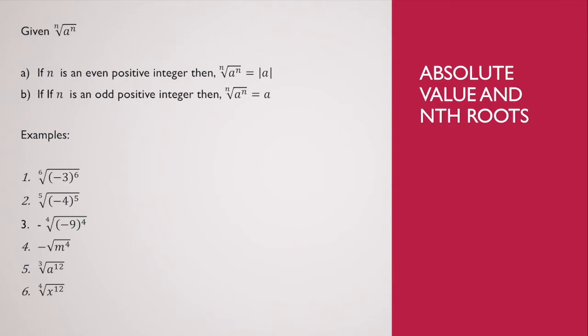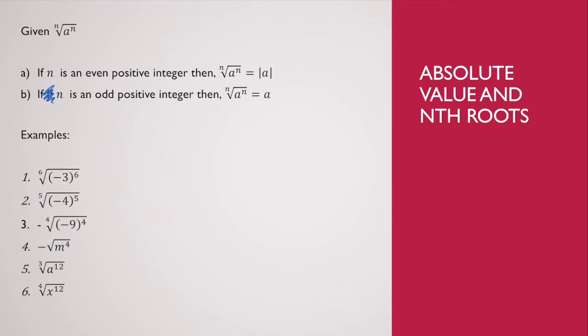So if n is a positive even integer, then the nth root of a to the n is the absolute value of a, and if n is an odd positive integer, then the nth root of a to the n is a, just a itself. We don't have to take the absolute value as long as our index is odd.